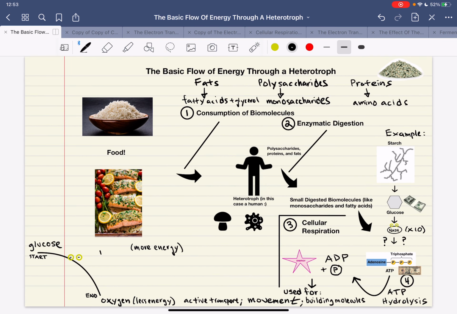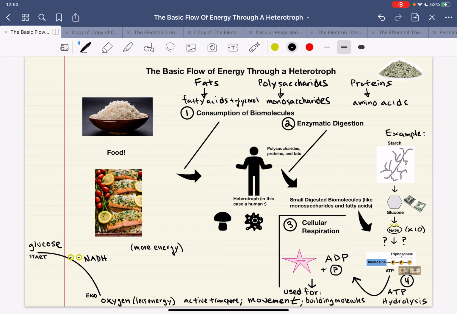from glucose to NADH. But we're not quite to oxygen yet, and still we haven't made any ATP. We made a little bit in glycolysis, but that's negligible.